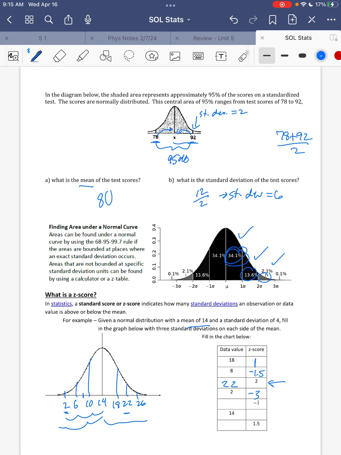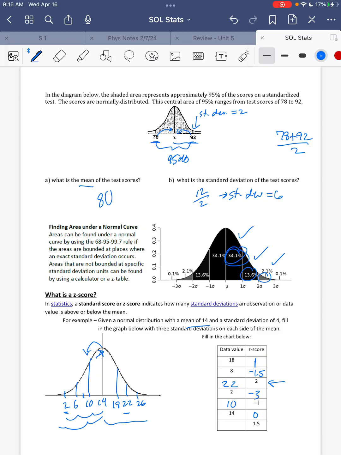Now you can go higher, but then that's just a really small chance. All right, so your z-score is negative 1. So you are 1 standard deviation below the middle, so you are at 10. If your data value is at 14, well, 14 is literally right at the middle. So your z-score is nothing because you haven't moved from the middle.